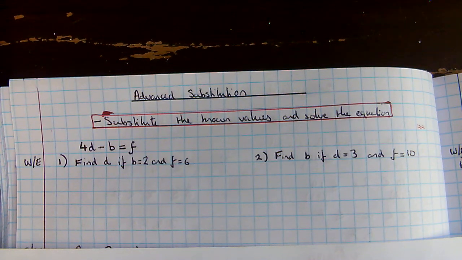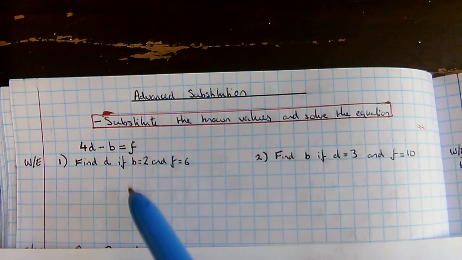Okay, so this next unit is looking at substitution again, which we looked at in Unit 2. The difference here is that things aren't laid out as easily as we'd hope. So what we're going to need to do is substitute in the known values, and then we're going to solve the equation that results.